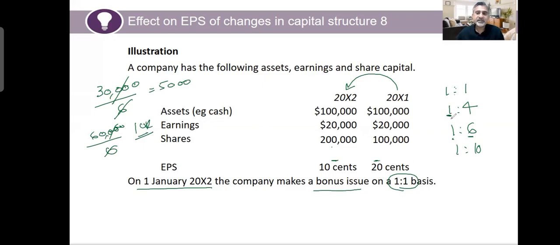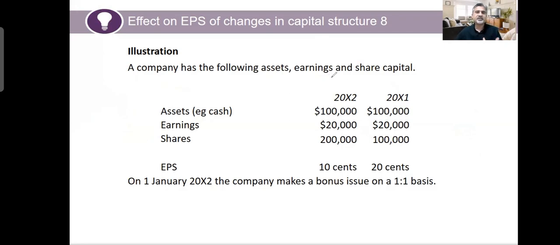By the way, a 1-to-1 basis is a very dangerous thing, which means if you have got 10,000 shares, you get 10,000 more shares. It is 100% bonus, which is huge. So they have given, and that's why we can see that the number of shares has gone from 100K to 200K, because they give a 1-on-1 bonus. So for 100,000 existing shares, 100,000 bonus.